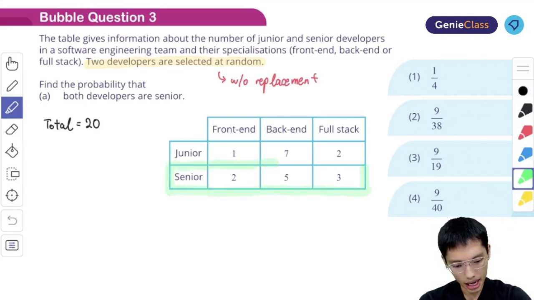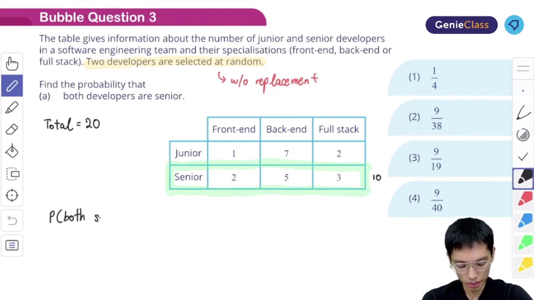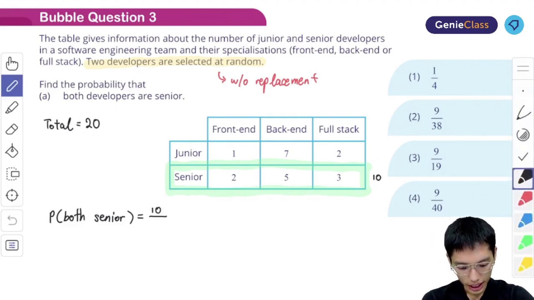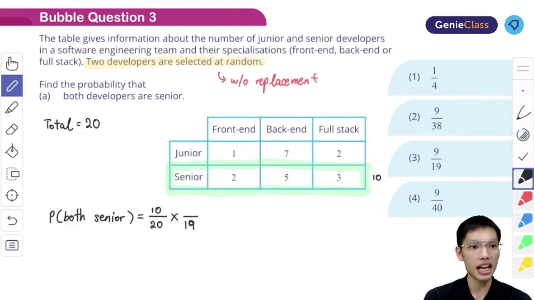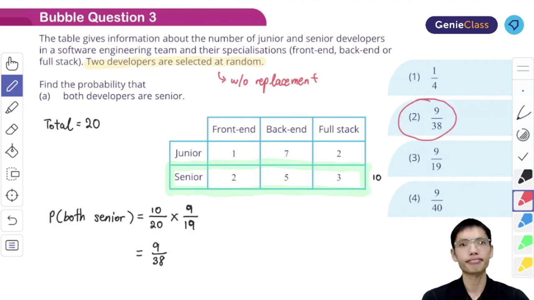253. Okay, add them up. It is going to be 10. So again, picking 2 of them, the probability that both are senior. Again, it is without replacement. So therefore, the first senior is going to be 10 over 20. Next one, because 19 left. How many seniors left? We pick the first one, assume 9. Take your calculator, press it. That's where you have 9 over 19. Henceforth, answer number 2.